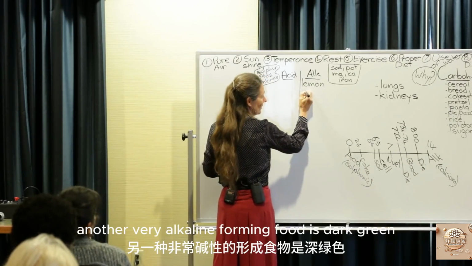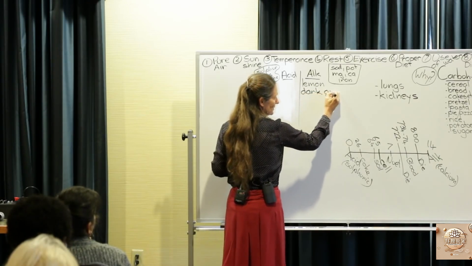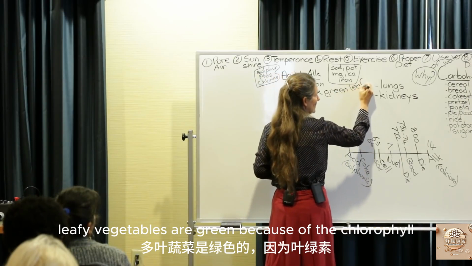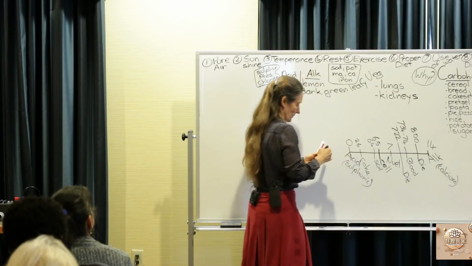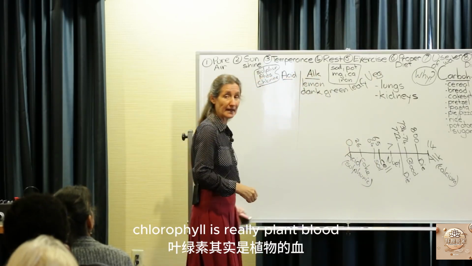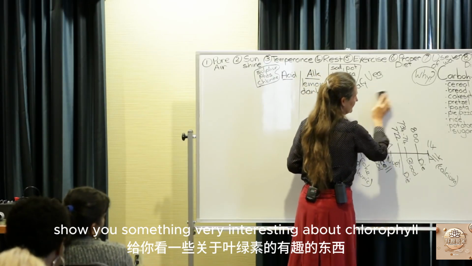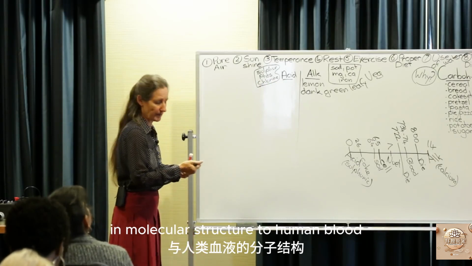Another very alkaline forming food is dark green leafy vegetables. Dark green leafy vegetables are green because of the chlorophyll. Chlorophyll is really plant blood. Now I'm going to show you something very interesting about chlorophyll. It's very similar in molecular structure to human blood.